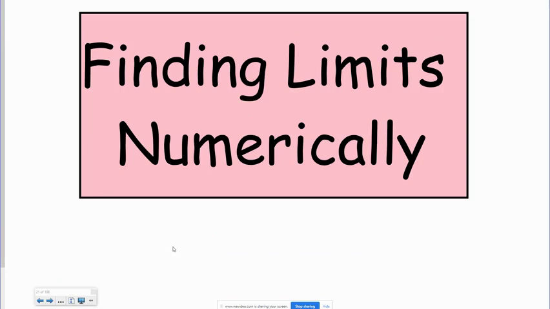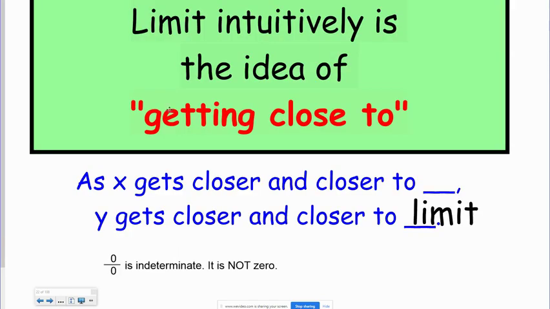So finding limits numerically first. Let's look at this. This is actually verbally. Limits intuitively is the idea of getting close to a number. So as x gets closer and closer to some number, y gets closer and closer to another number. And that number that y gets closer and closer to is called the limit. So the limit is always a y answer. Just FYI, on your homework, if your y answer is ever 0 over 0, this actually is not an answer. It's called indeterminate.